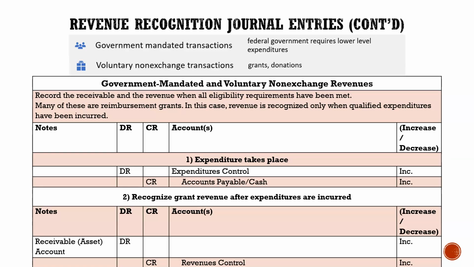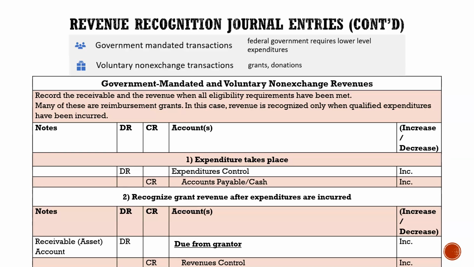So the second journal entry is that you recognize the grant revenue finally, because you've met that expenditure requirement. You have incurred that expenditure. Now you can recognize the revenue from that grant. While you're waiting for the cash to come in, you're just going to create a new account called due from grantor. It could be due from fire department, due from police department, due from city utilities, due from whoever. Just start associating the term due from with a receivable account.